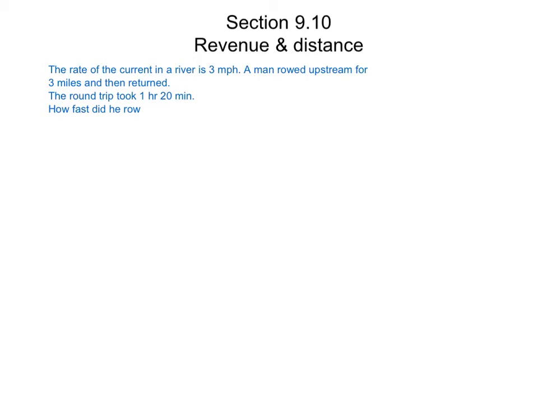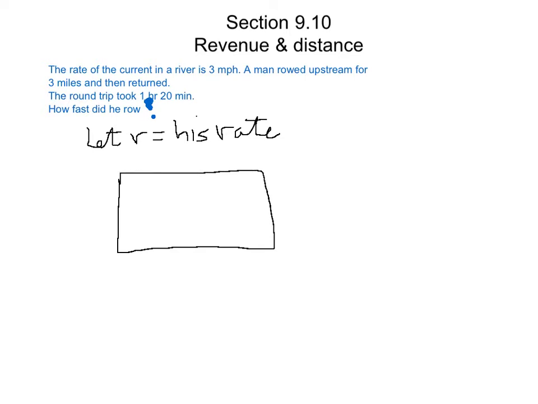Okay, so as always with problems like this, read it a couple of times, make sure you understand the information that's provided, and identify the question. So the question is, how fast did he row? Looks like I left out the question mark. There we go. And so that's what we should use as our variable. So let's let R equal his rate. And then we want to fill in our chart. So the chart will look like this. Here we're going upstream. Here we're going down. Rate times time equals distance.